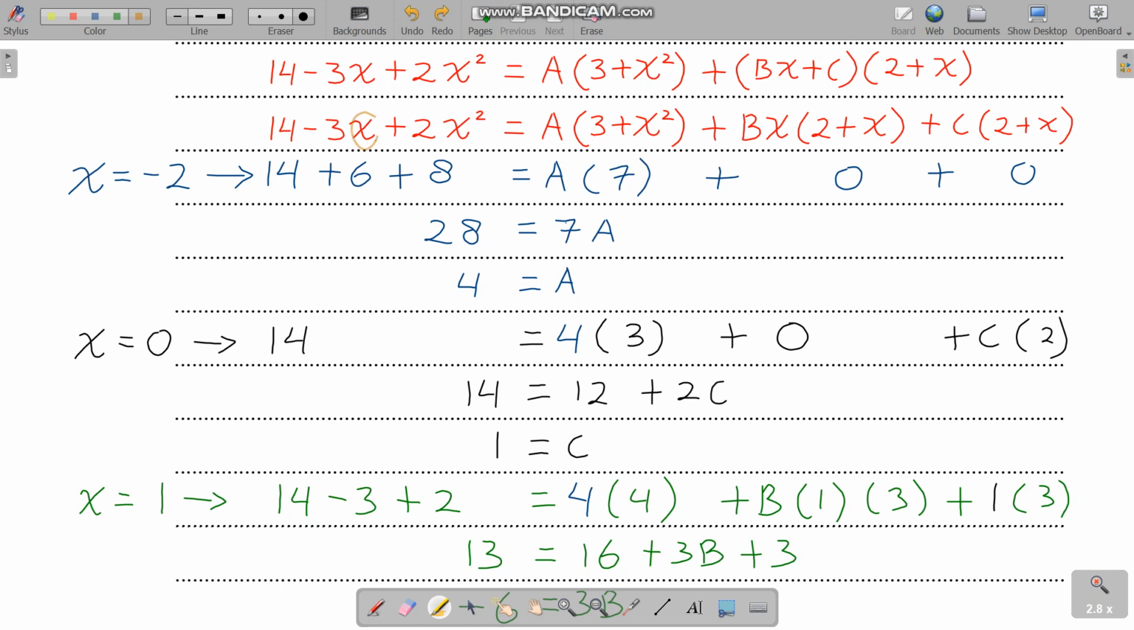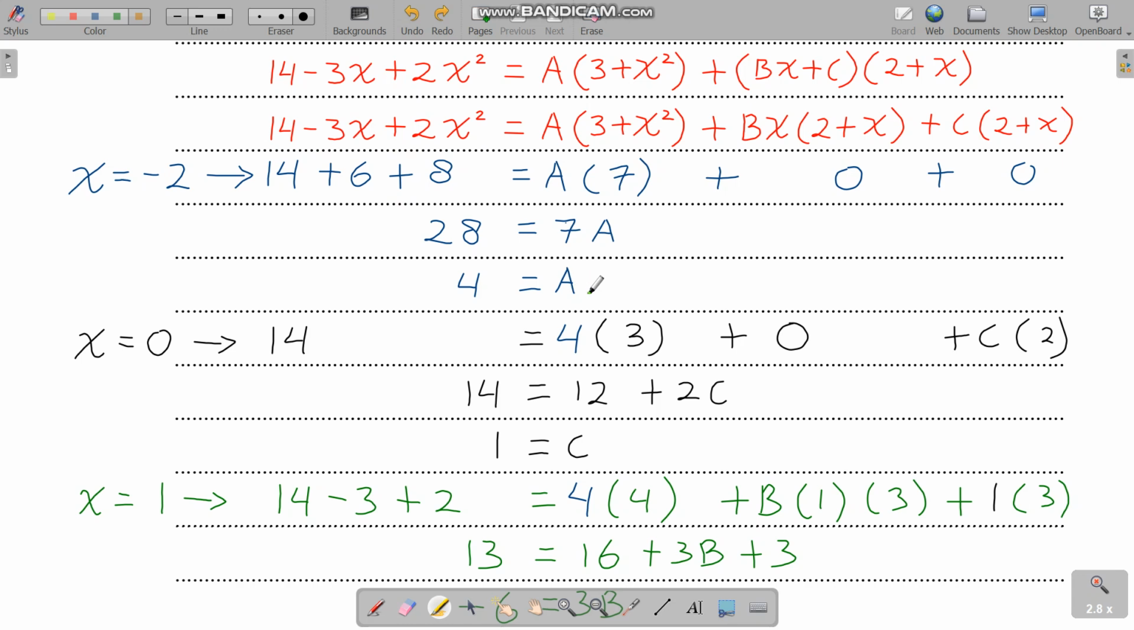We replace the x with minus 2, replace with minus 2, replace with minus 2. And here when we replace with minus 2, of course, we get 0. Replace with minus 2, we get 0. So we can find the a directly. From here we have 28, so the a is 4.